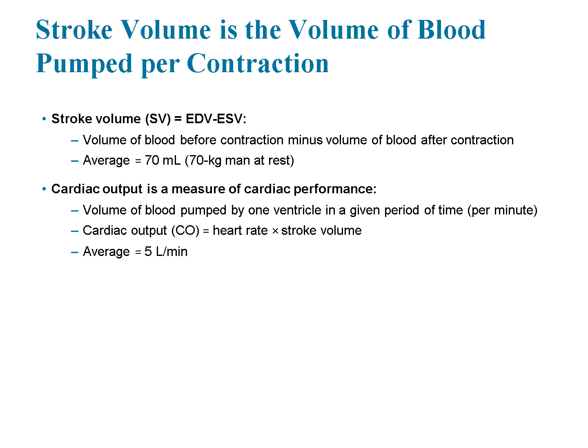Cardiac output is an essential measure of heart performance, representing the total volume of blood pumped by one ventricle per minute. It is calculated using the formula: cardiac output equals heart rate multiplied by stroke volume. For an average adult, cardiac output is approximately 5 liters per minute, ensuring adequate blood circulation to meet the body's oxygen and nutrient demands. Understanding stroke volume and cardiac output is essential for assessing heart function and diagnosing cardiovascular conditions.